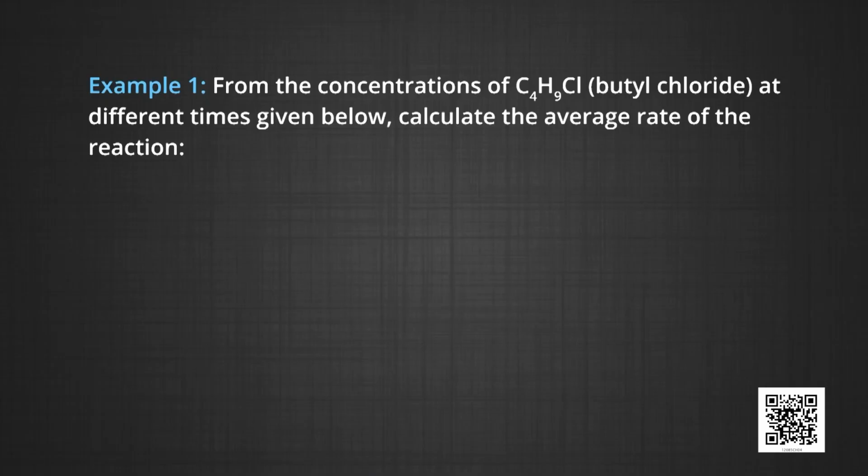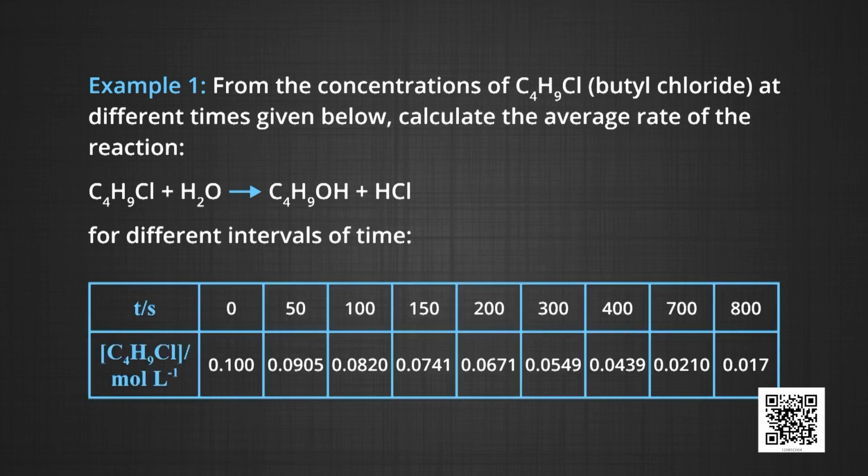Now, average and instantaneous rate of a reaction. Now, I am taking an example from the concentration of butyl chloride, that is C4H9Cl, at different times given below. Calculate the average rate of the reaction. Now, the reaction is given in front of you and we have to calculate the average rate. C4H9Cl plus H2O gives C4H9OH plus HCl. During different intervals of time, the data has been given.